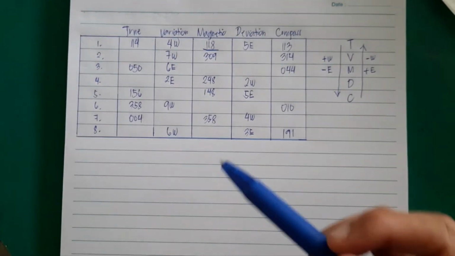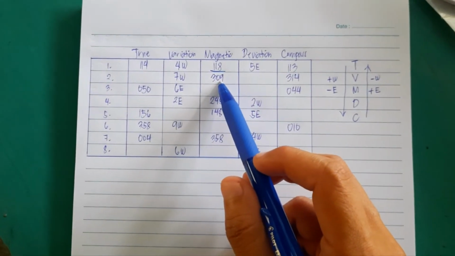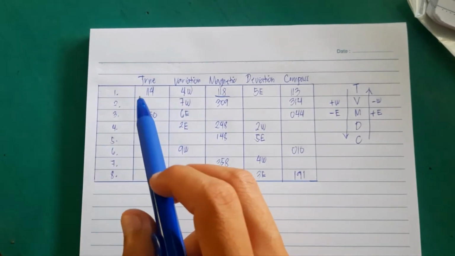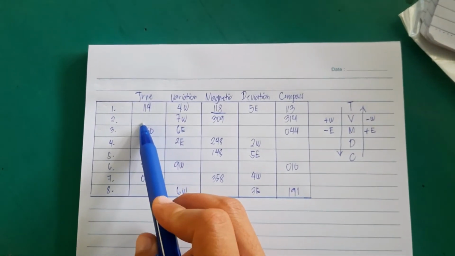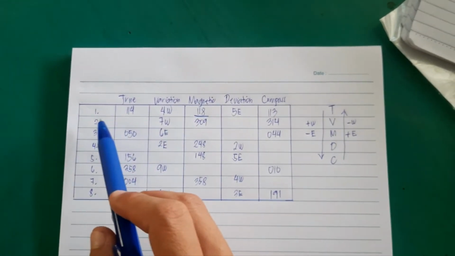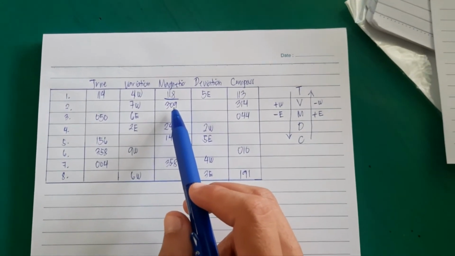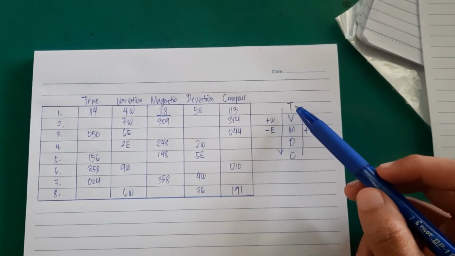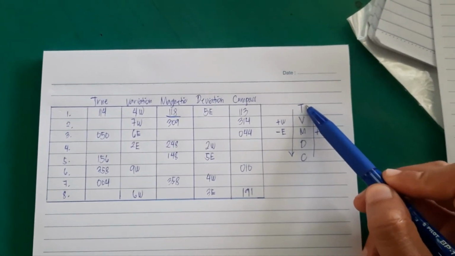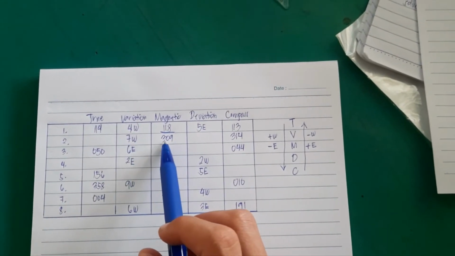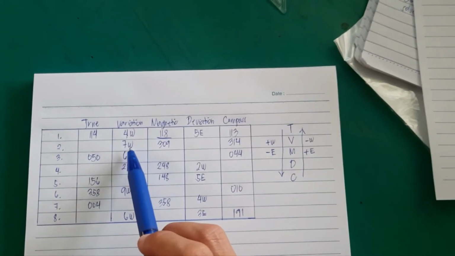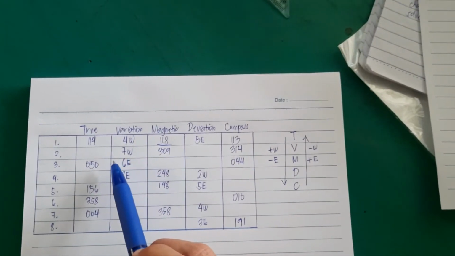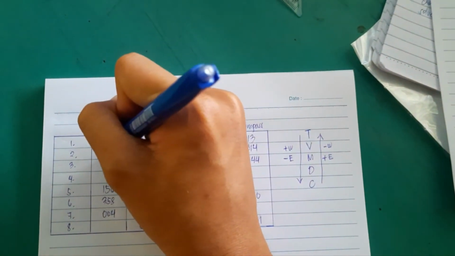For number 2, we had 309 degrees magnetic, 7 west variation, and the missing is true course. How can we get the true course? This time, we will be using the rule compass course to true course. 309 minus 7 west. It's minus because west. 309 minus 7 equals 302.